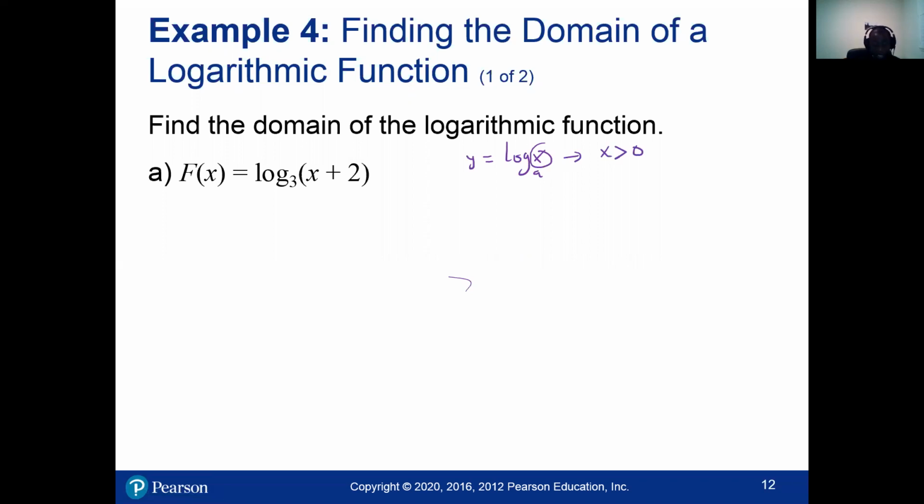If you use your calculator to evaluate, say, log of -2, it gives an error. So to find the domain of this, you just take the argument, set up the inequality, and then solve.